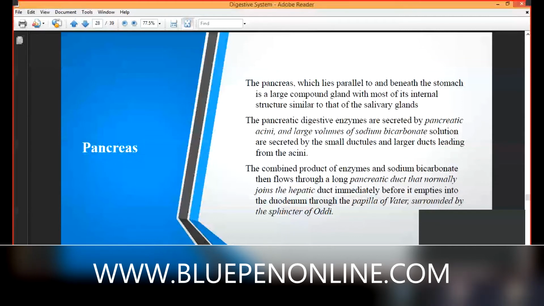from the islets of Langerhans. This is the endocrine secretion from the pancreas. In the digestive system, we have to study about the exocrine part of pancreas. Okay, the exocrine part of pancreas.